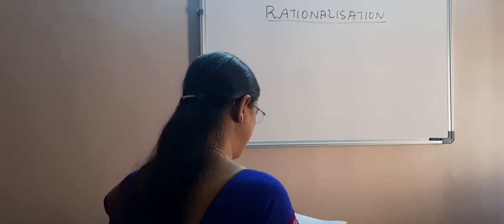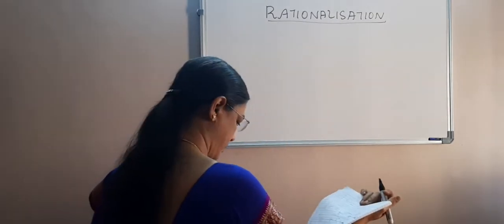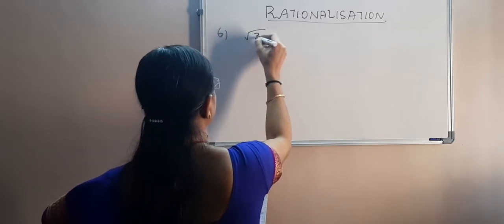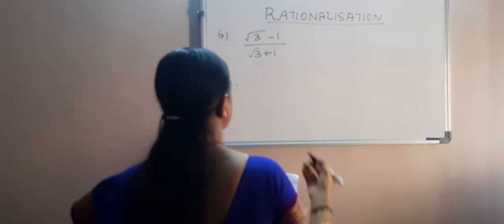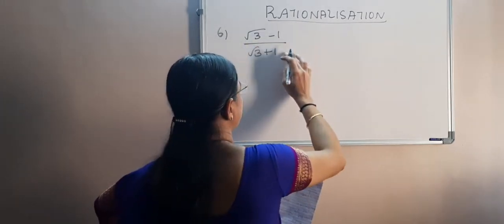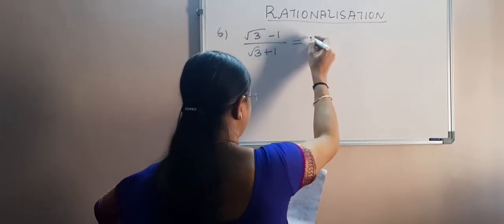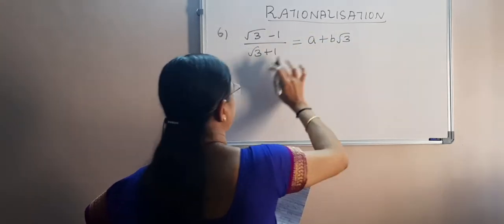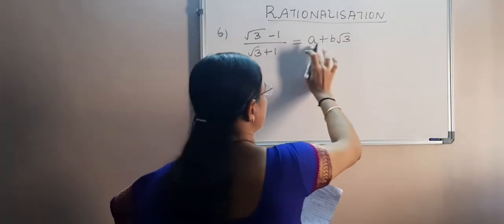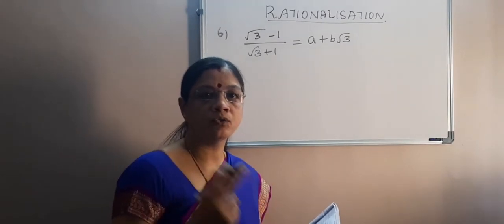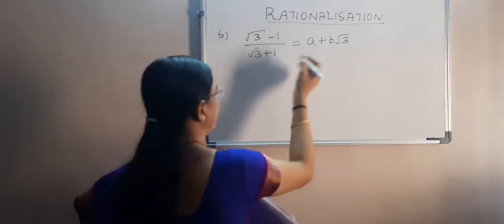And the next one we will be seeing is root 3 minus 1 divided by root 3 plus 1. See, this is a term. The numerator also has an irrational term and the denominator also has, and this is equated to a plus b root 3. So when I simplify this LHS, the RHS has to be in the form of a plus b root 3, so that I can find out the values of a and b.